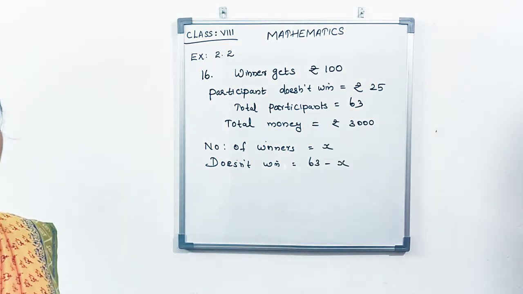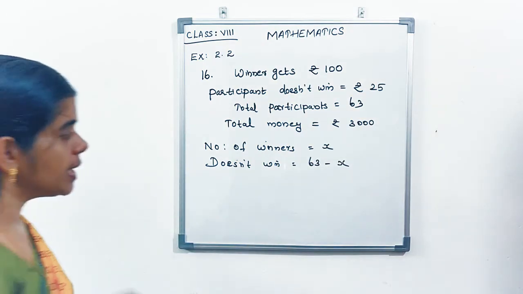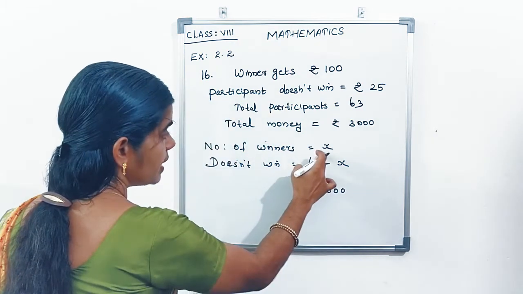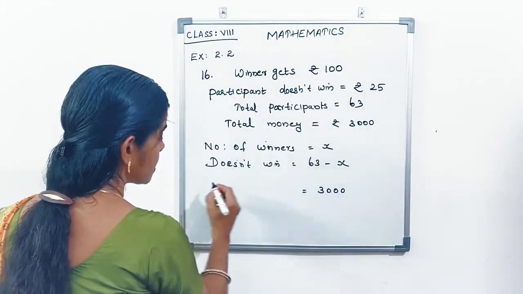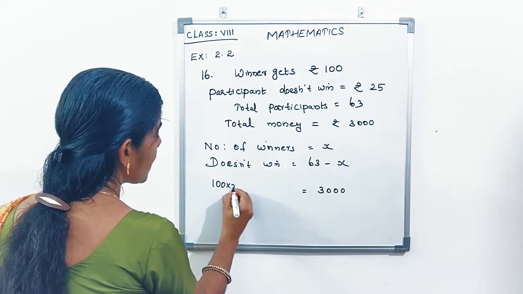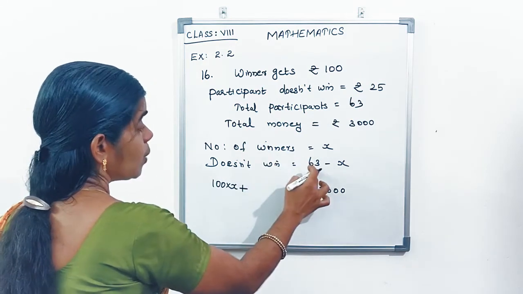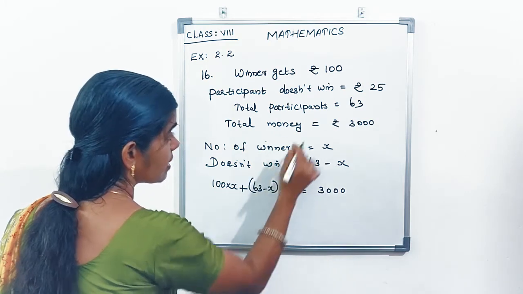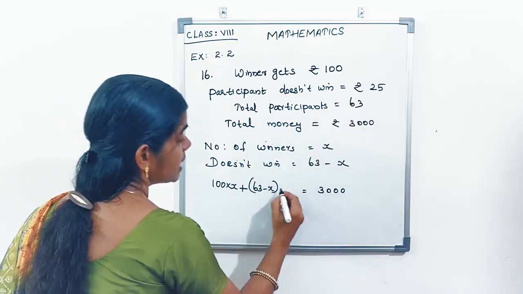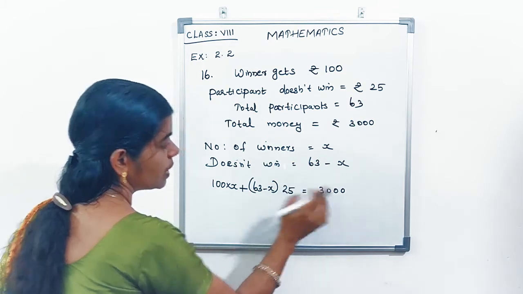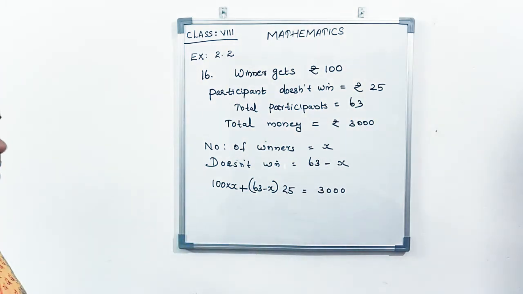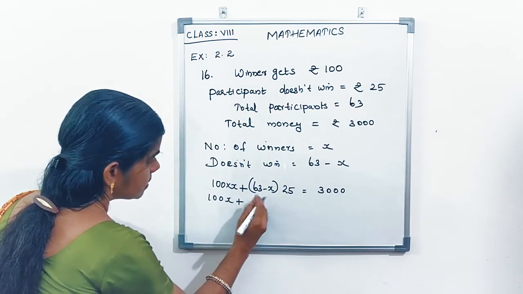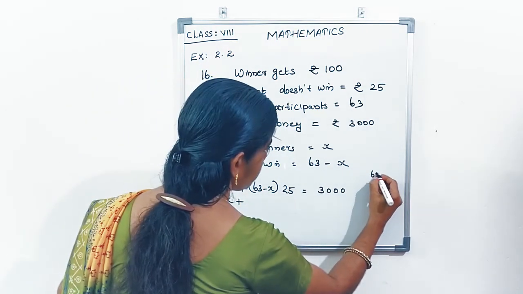Then the total money spent for the prize distribution is 3000 rupees. So how do we form the equation? Winners are getting 100 rupees. Therefore, 100 into x, plus the number who don't win, 63 minus x, how much are they getting? 25. That is equal to 3000 rupees. Then we got the equation. Then 100x plus 63 into 25.